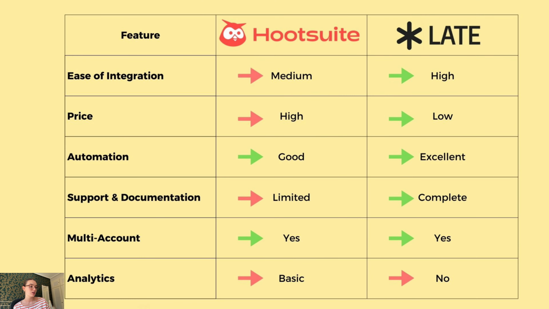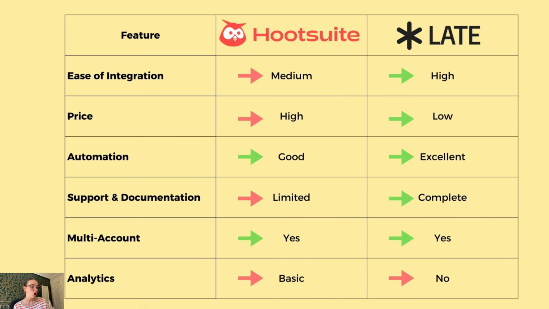Let's compare Hootsuite directly with Late. On the one hand, Hootsuite offers decent integration, but it can be complex for those without technical experience. Late, on the other hand, focuses on simplicity, allowing any developer to get started within minutes. When it comes to pricing, Hootsuite generally falls into the mid to high range, which can be a barrier for startups or smaller teams, while Late, as we already said, provides much more affordable and scalable plans that adapt to different budgets. No worries, we will talk later about pricing.